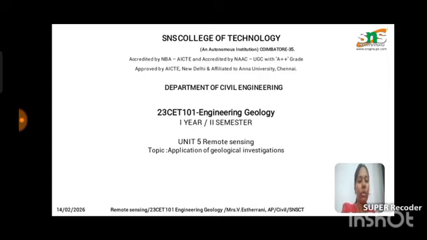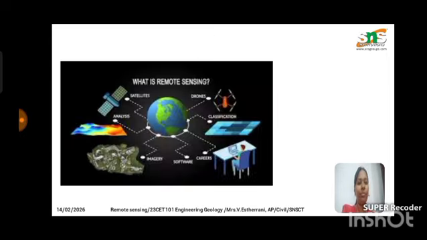In this video, we are going to discuss the topic of remote sensing. What is remote sensing? Remote sensing is capturing the information of an object without physical contact with it. This is called remote sensing. It is most commonly used for capturing the information of an object.